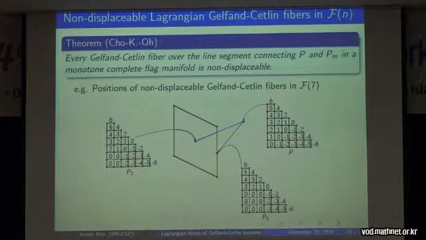And our result is that every Gelfand-Cetlin fiber over the line segment connecting the very center of the polytope and the center of the certain Lagrangian face is all non-displaceable. So here is a schematic picture of the position of the non-displaceable Gelfand-Cetlin fiber in F7. The very center here has a Lagrangian face, and then we connect them. The fibers over this line segment are all non-displaceable.